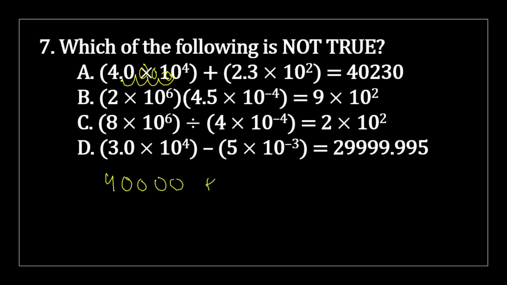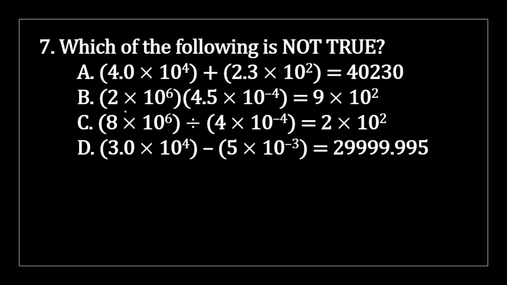Plus, because this is 2, we should move this two steps to the right. So 1, 2. So that is 230. Going to add this, we have 40,230. This is correct. Letter A is correct.